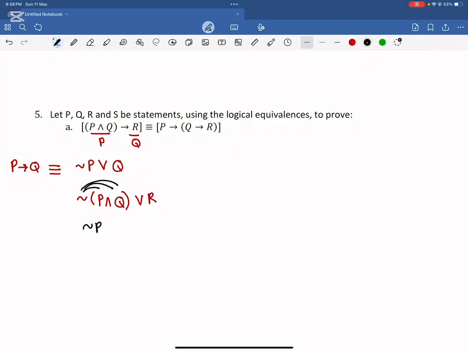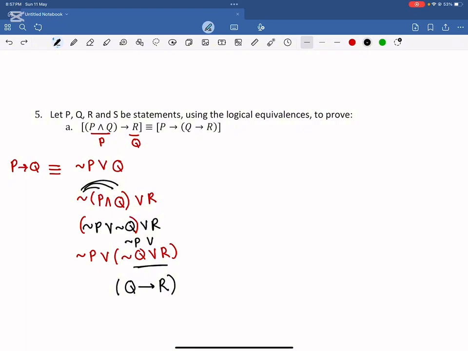This will be not P or not Q or R. It's like this, but I can rearrange it. It can be not P and not Q or R. Anyway, I did this. This can be Q implies R, because this is not P or Q.